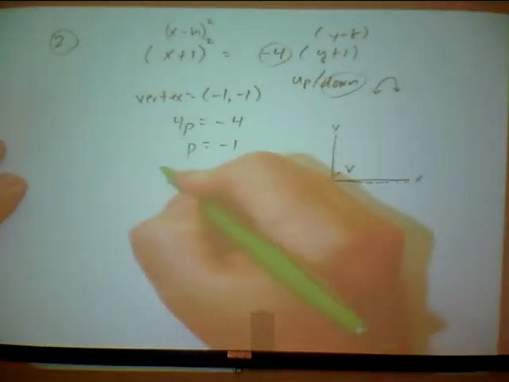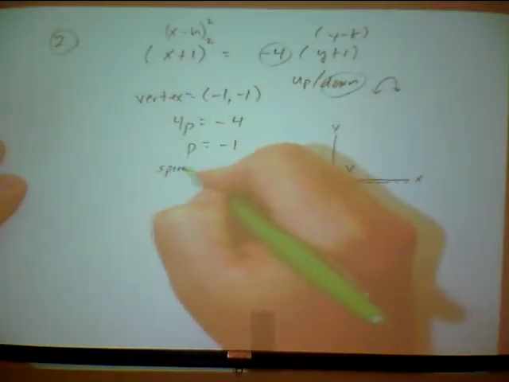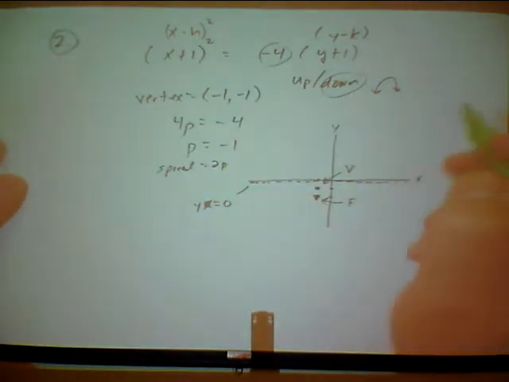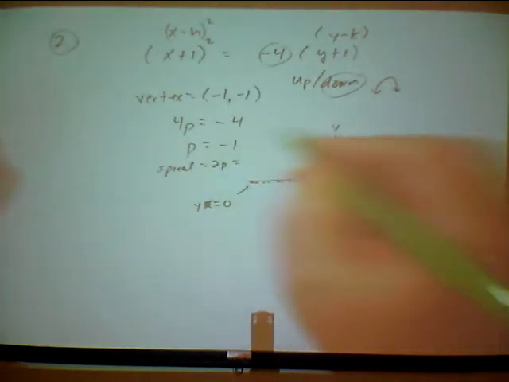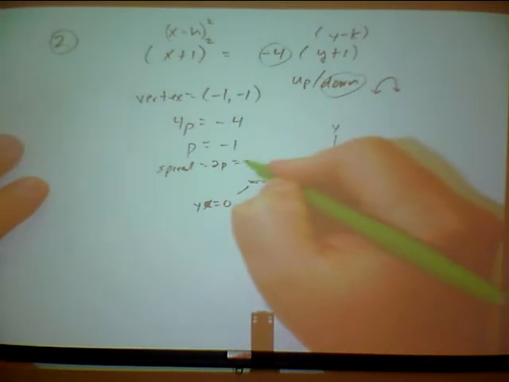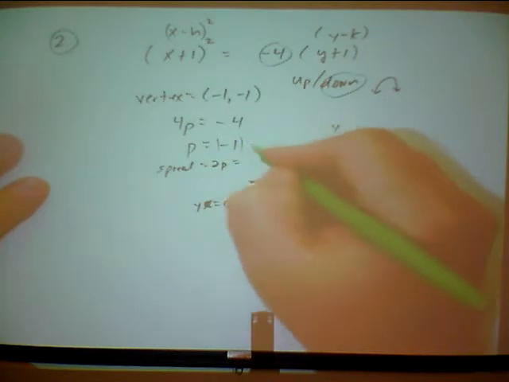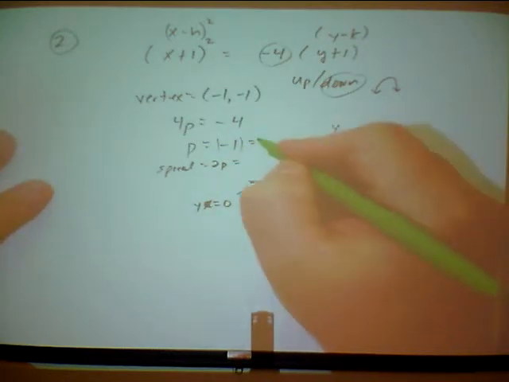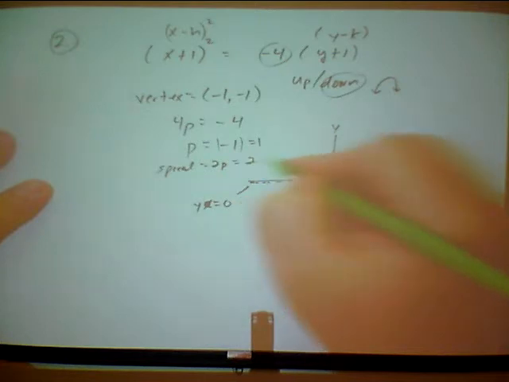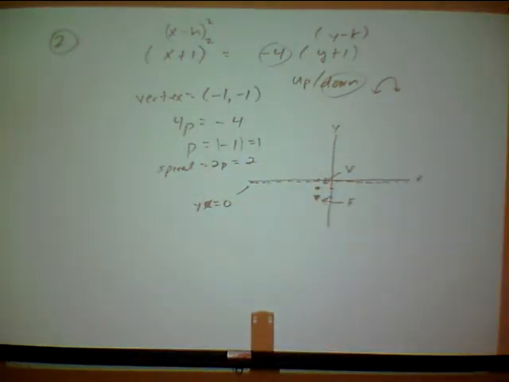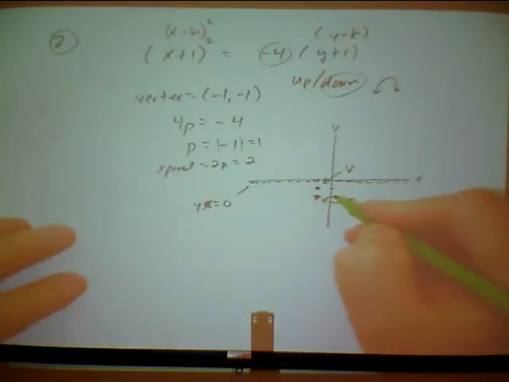Of course, the spread is 2p. Once again, I don't care about the sign of p, so basically I just tell myself p is 1. I could say p is the absolute value of -1, which is 1, so the spread is 2 times 1. The spread is 2, so I go to my focus. In this case, I'm going to move 2 to the right and 2 to the left from my focus.